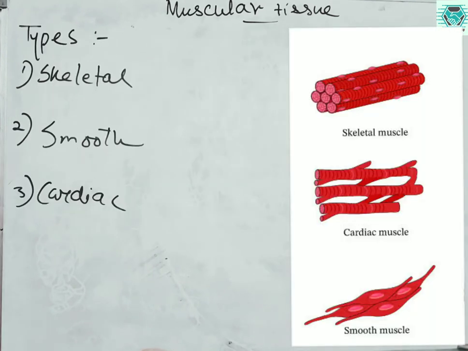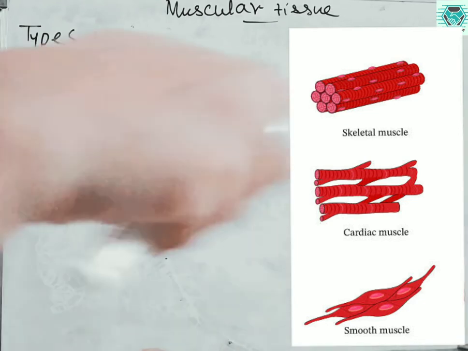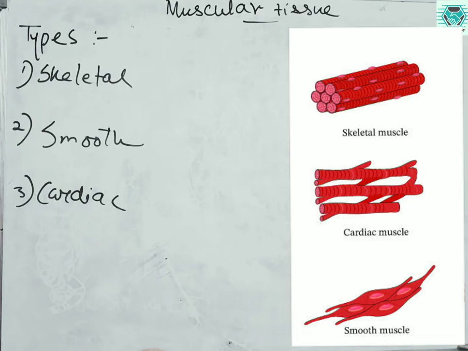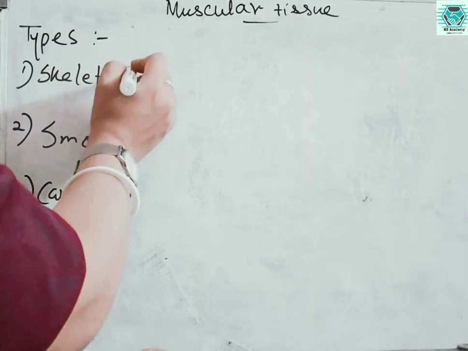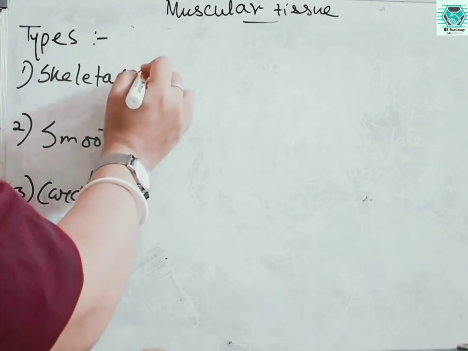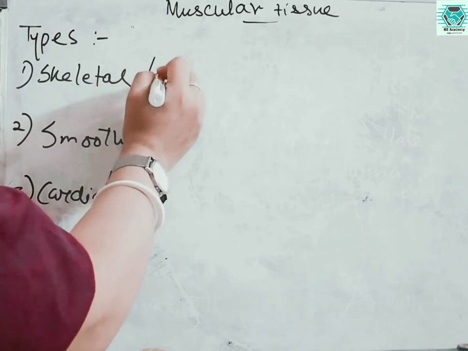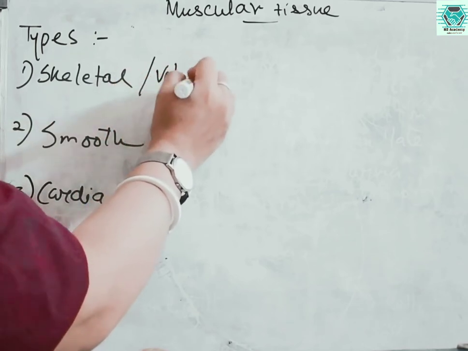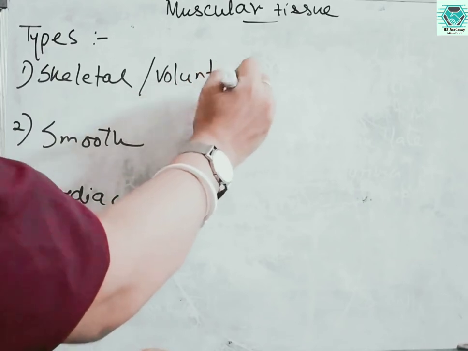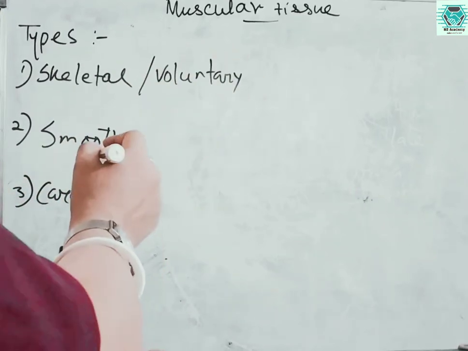Now moving to the types of muscles. The number one type is skeletal muscle. Number two, smooth muscle. And number three, cardiac muscle. So, skeletal muscle, the muscle which is joined with our skeleton, which is also known as voluntary muscle. These muscles we can control according to our wish.